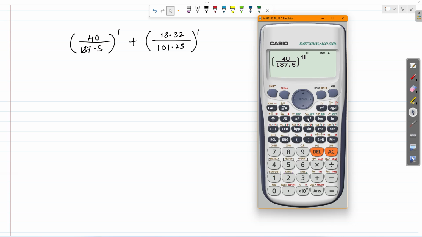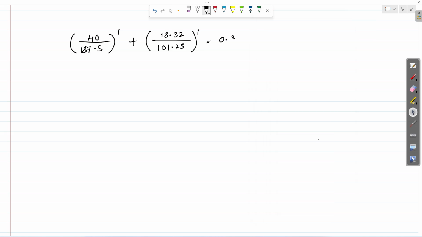So power 1 plus 18.32 divided by 101.25. So power 1 will be 0.39. So this is 0.39, which will be less than 1.